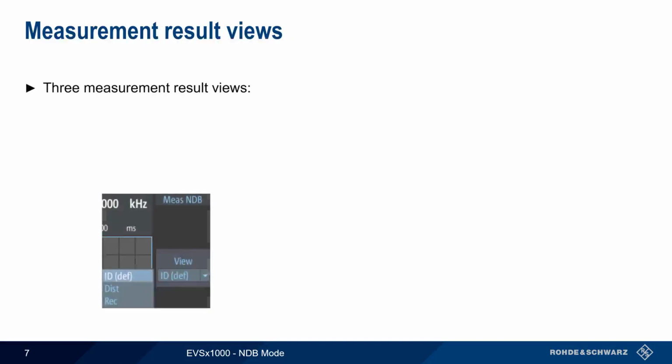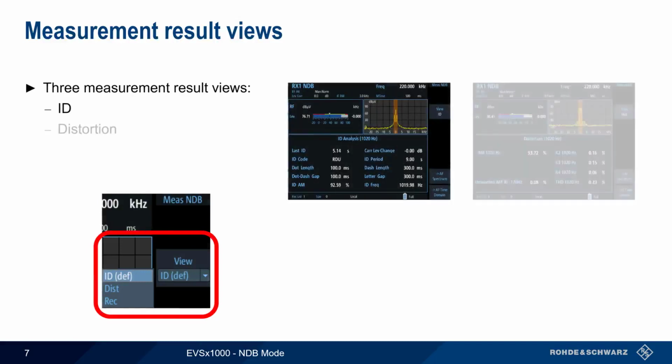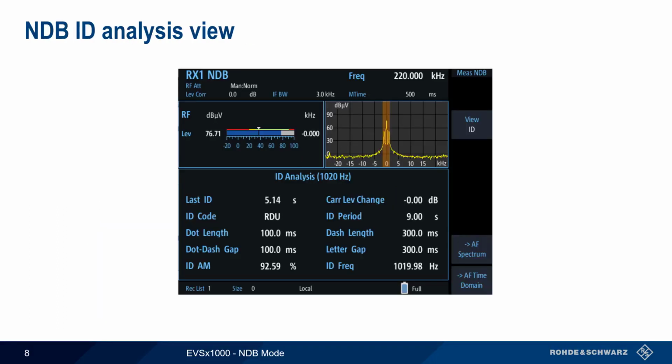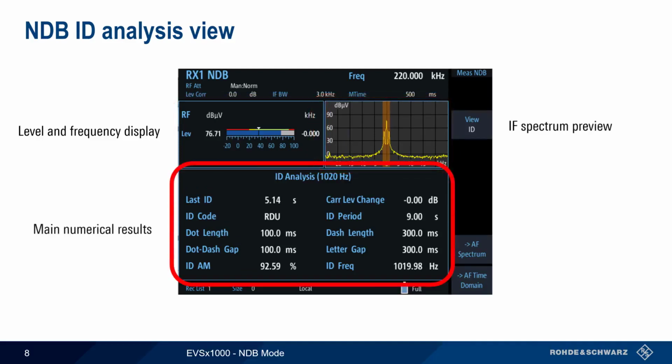NDB measurements are divided into three views on the EVS. These are ID, distortion, and recording. We'll start by looking at the ID analysis view. The NDB ID analysis view is divided into three sections: the level and frequency display, which provides information on the power and frequency of the received signal, the IF spectrum view, which shows power as a function of frequency, and the main numerical results view. We'll start with the level and frequency display.